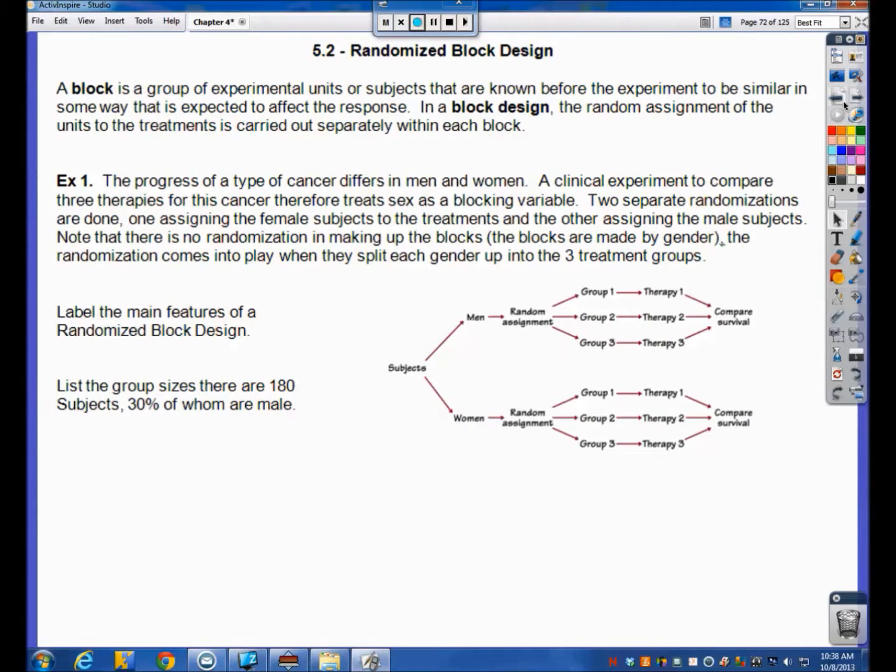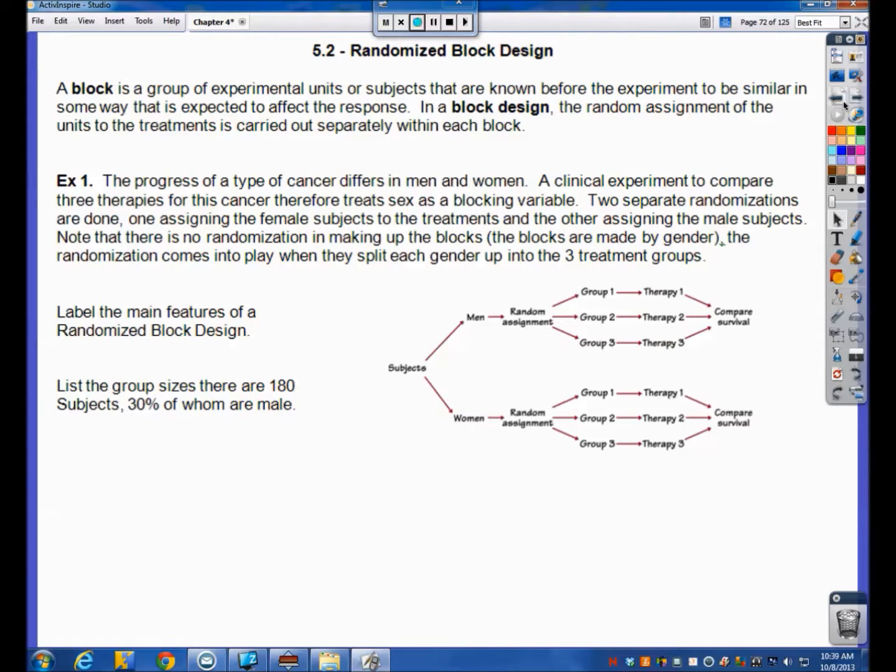Now the other type of idea is called a block design. And this is going to sound really familiar because a block design is kind of like a stratified random sample. But there's a big difference here. A stratified random sample deals with sampling, with selecting people. A block design is a type of experiment. It's not how you are selecting the people. So they are very similar to each other, but there's that key difference of sampling versus experimenting.